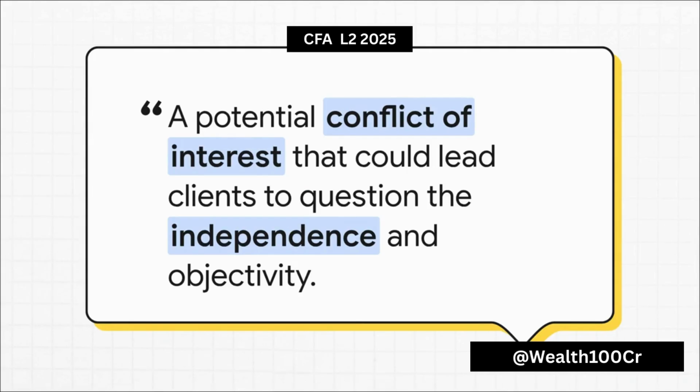Here's a pro tip for the exam and for your career. The answer to almost any conflict of interest is disclosure, disclosure, disclosure. Look, telling clients about the family connection doesn't automatically mean the research is bad. What it does is give clients the info they need to decide for themselves if the recommendation is objective. Hiding it, that's the violation.